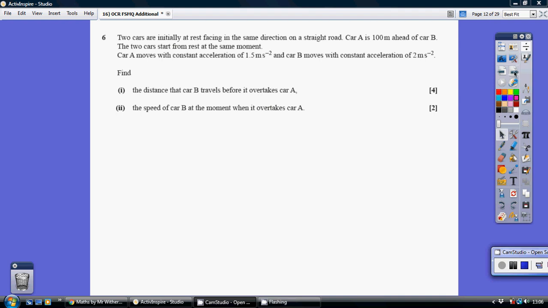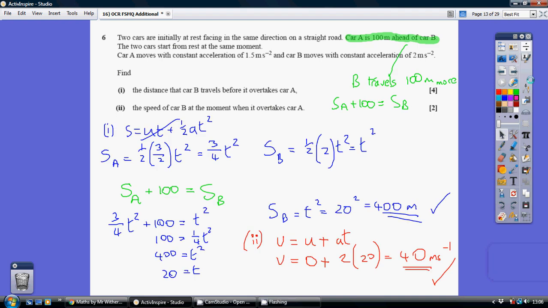Question 6. So, a couple of things going on here. First of all, we're told that they both are initially at rest, so that's going to mean that for both of them u equals 0, and we're also told that they're both moving at constant acceleration, so we can just use the normal SUVAT equations.